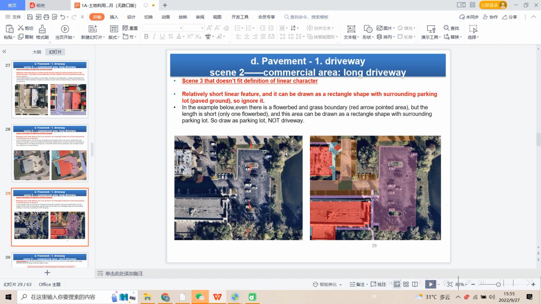All right, let's continue, right? Same thing here. Even though we have a boundary and single row parking here, it's too wide and it's not long enough to be a long driveway. So it's better to draw this whole area as parking.